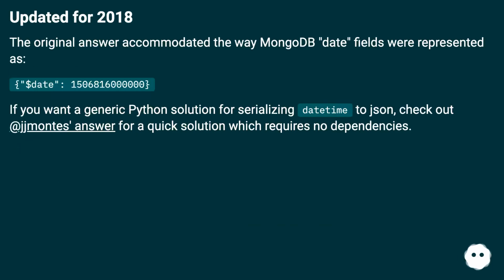Updated for 2018. The original answer accommodated the way MongoDB date fields were represented as {"$date": 1506816000000}. If you want a generic Python solution for serializing datetime to JSON, check out @Monty's answer for a quick solution which requires no dependencies.